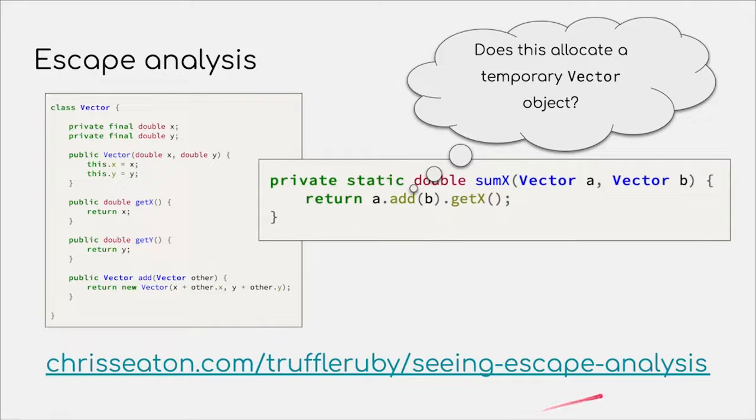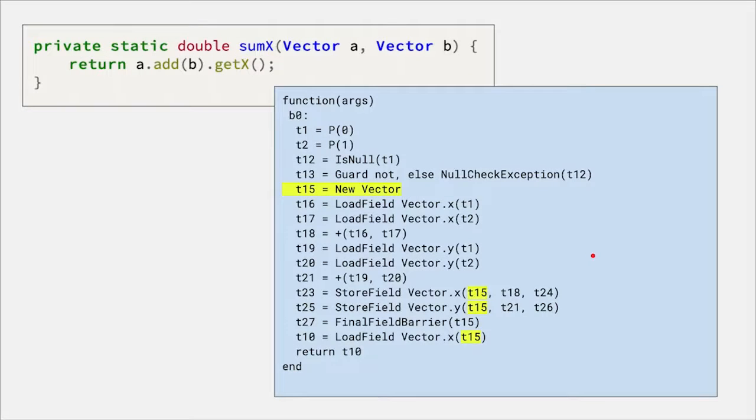And again, this is covered in a blog post in much more depth. But here we go, when the JIT compiler starts running, before it starts optimizing, we can see it creates a new vector object, and we can see it stores into the vector, and then it loads out just x to return it. So it returns t10, and t10 is loading out the x from the object it just allocated.